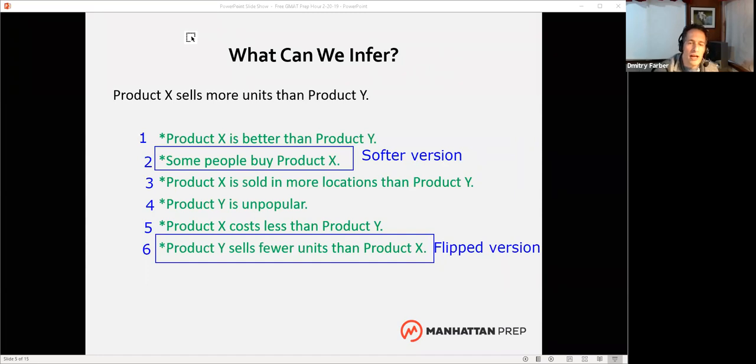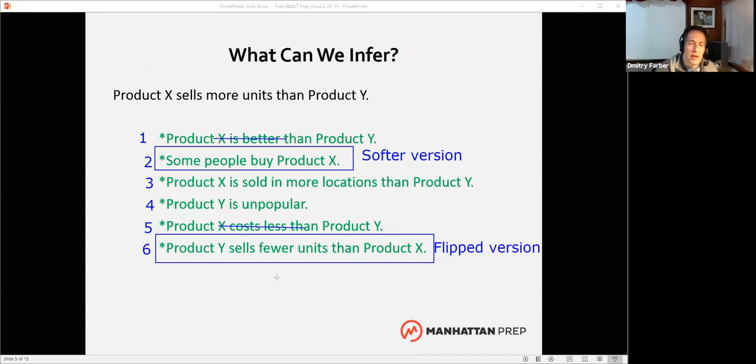Notice that a lot of these are trying to explain, maybe product X sells more because it's better. Maybe it sells more because it's cheaper. Those would make sense. They would certainly be consistent with the facts. We wouldn't be surprised to learn them. And if product X is better and cheaper, then you would expect it to sell more units, right? Even one might be enough, but we don't know them for a fact, right? We don't know them for a fact.